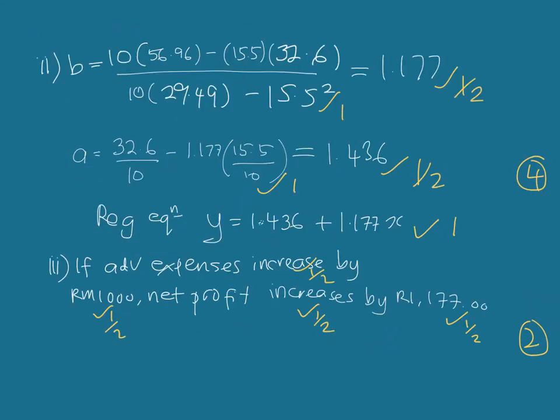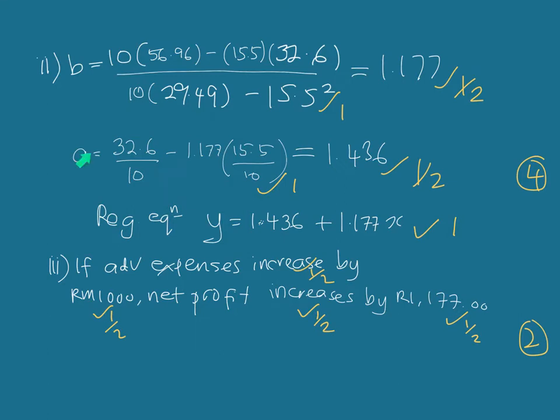Okay, let's do the next part of the question. We have to get the regression line or the regression equation. First of all, we have to calculate the slope, which is denoted by B. Using the formula given, substitute all the summations into the formula, and we get 1 mark for this. And the answer is 1.177. Half a mark for this.